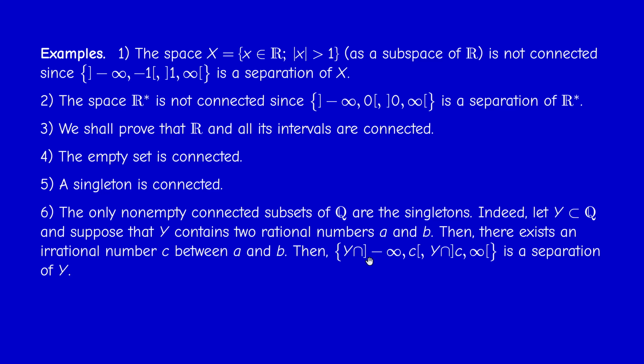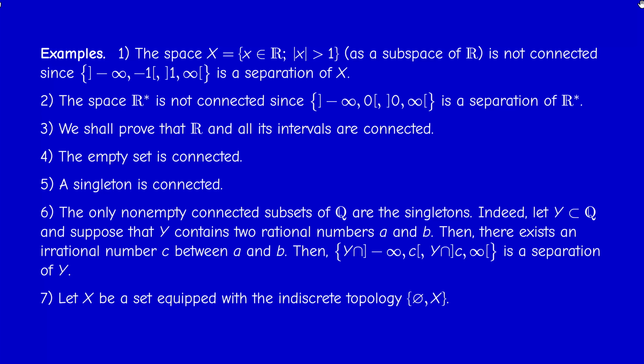Now these two are not empty. The first one is not empty. For example, if A is less than B, C is between A and B, so A is here and B is here. So these two sets are not empty. They are clearly disjoint, and the union is Y, because C is not in Y because C is irrational. So I have a separation of Y, and therefore Y is not connected.